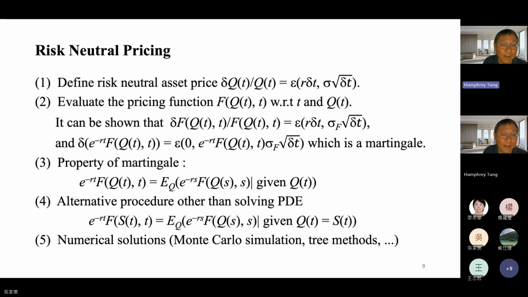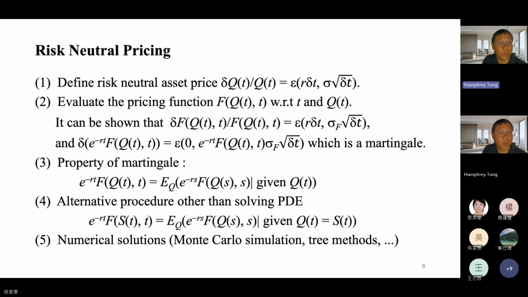Okay, and then the consequence. Now if you look at this risk neutral process rather than the stochastic model of the underlying, you have an option pricing function. Now the idea is you use the same option pricing function but evaluate it based on the risk neutral process. And then you can argue that.